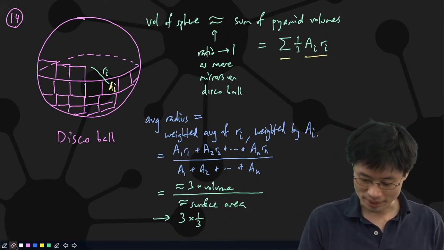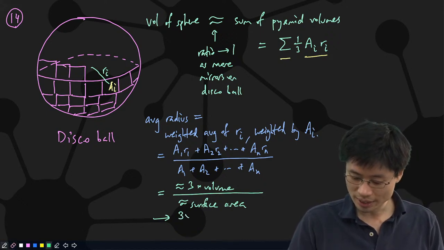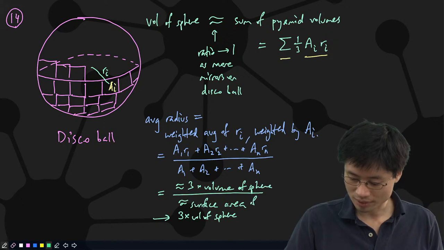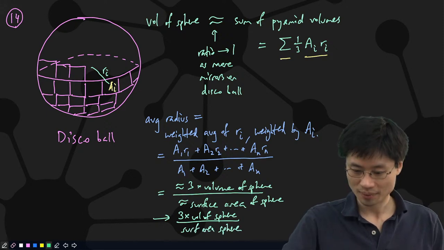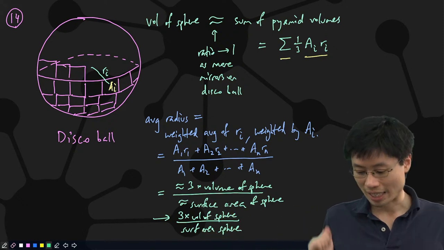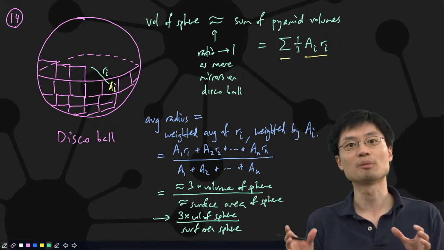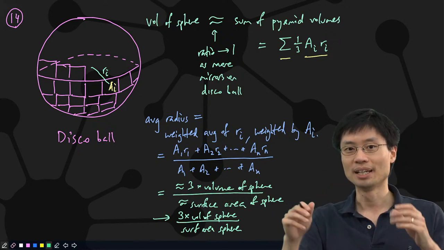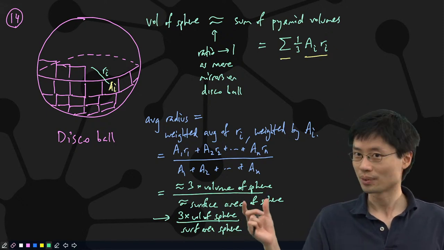Okay, if I want to be specific, let's do it slowly. What I actually get is an arrow to 3 times the volume of the sphere, divided by the actual surface area of the sphere. The arrow means the same notion as what happens when you have the Riemann sum and it gets closer and closer to the actual legitimate integral.